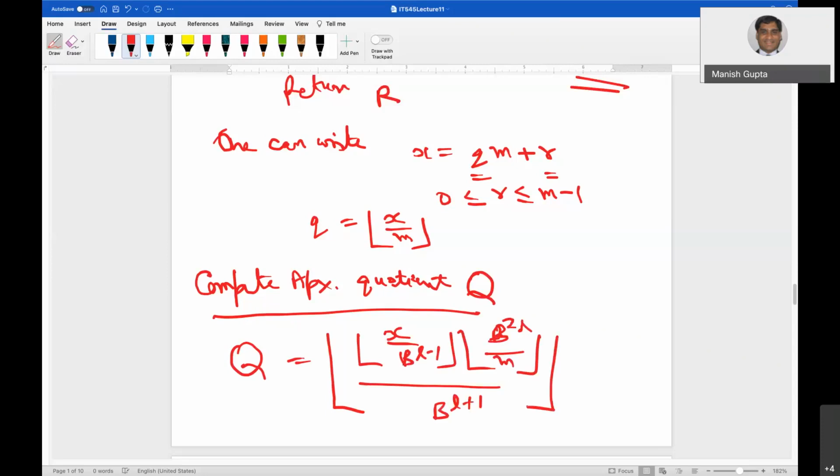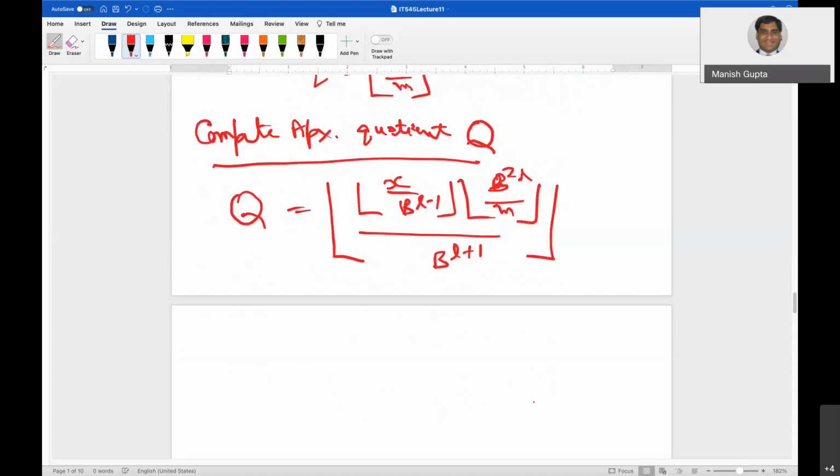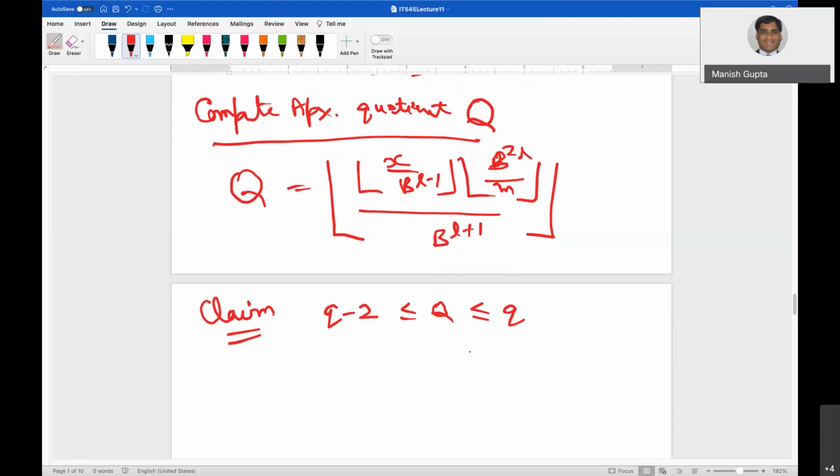We compute this. Okay, and after some calculations, I just write a claim. Probably you can try to verify it: Q lies in the neighborhood of q. The approximate quotient lies between q minus 2 and q.